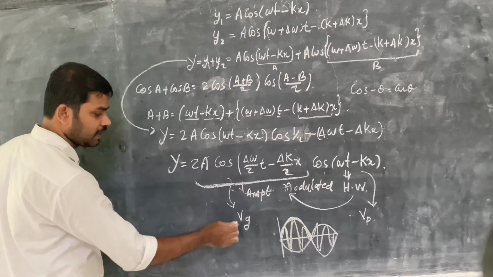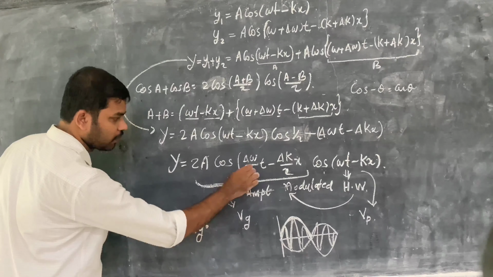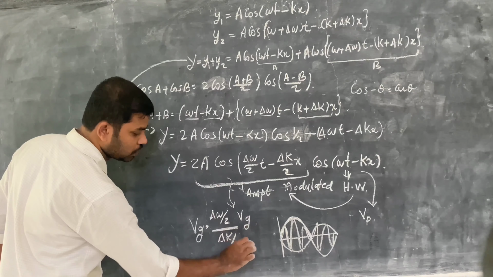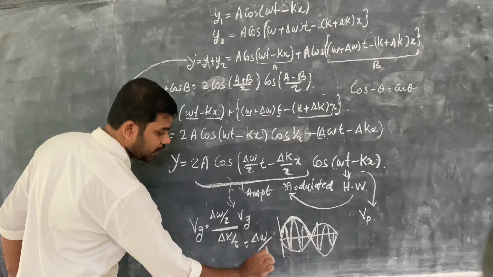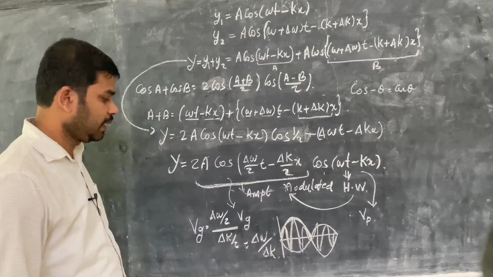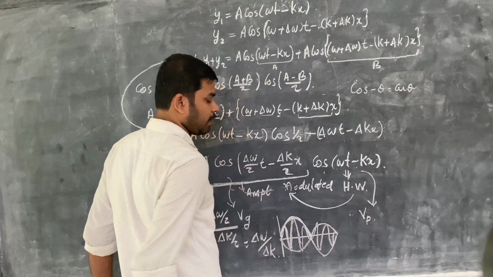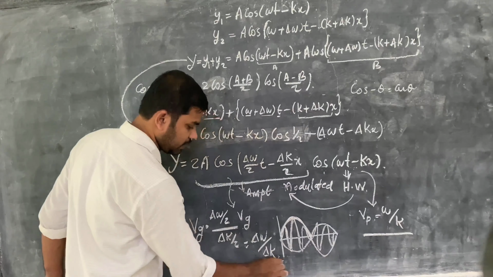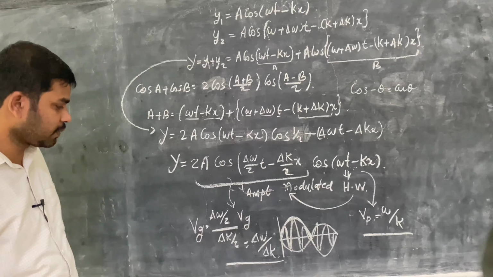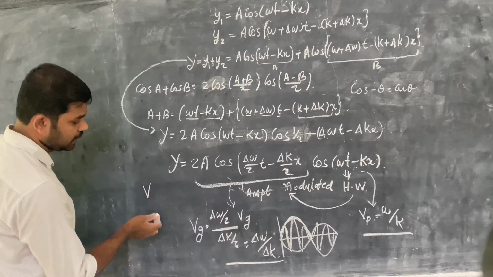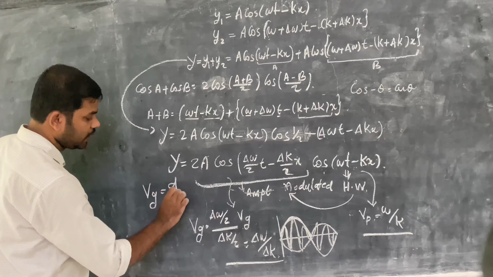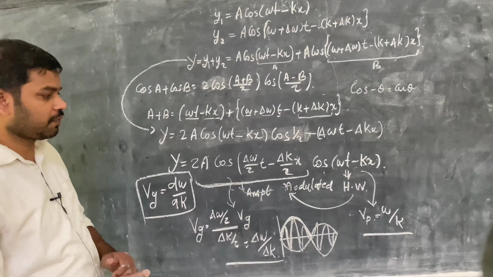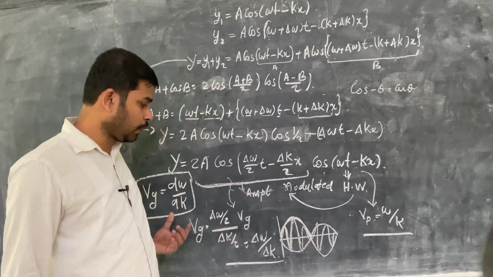From this we can write the group velocity. Group velocity is equal to d omega by 2 divided by dk by 2, that is equal to d omega divided by dk, del omega divided by del k, and phase velocity we can calculate from this equation, that is omega divided by k. So these are the expressions for group velocity and phase velocity. In the case of a continuous system, group velocity is equal to d omega divided by dk. These are the two general expressions for phase velocity and group velocity.